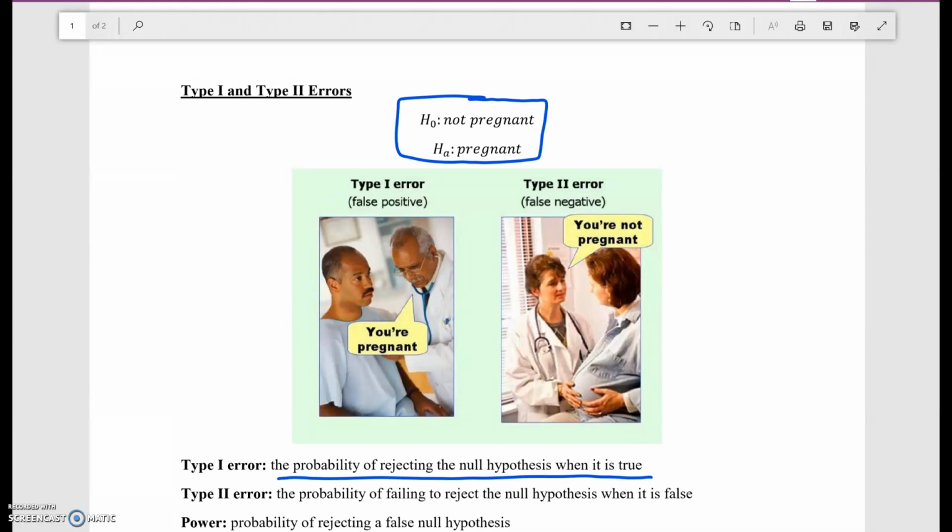Now, a type 2 error is the opposite. It is the probability of failing to reject the null hypothesis when it is false. So a pregnant woman takes a test, and it says that she's not pregnant, when in reality she really is. That is what a type 2 error is.